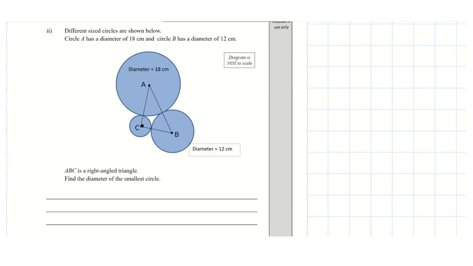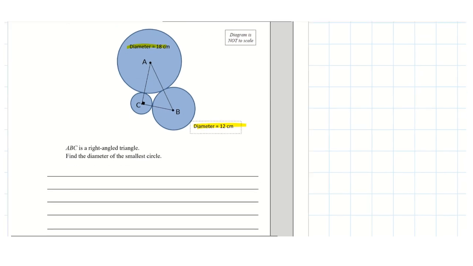Enough of that faff. Welcome to question 1B. We're going to get stuck in. Let's have a look at what we've got going. Different size circles are shown below. We don't care about this sentence. It is unimportant. Circle A has a diameter of 18 centimeters. That's also listed here. Circle B has a diameter of 12 centimeters. That's listed here. Diagram is not to scale. So this is all of the information that we've got about the diagram in front of us.